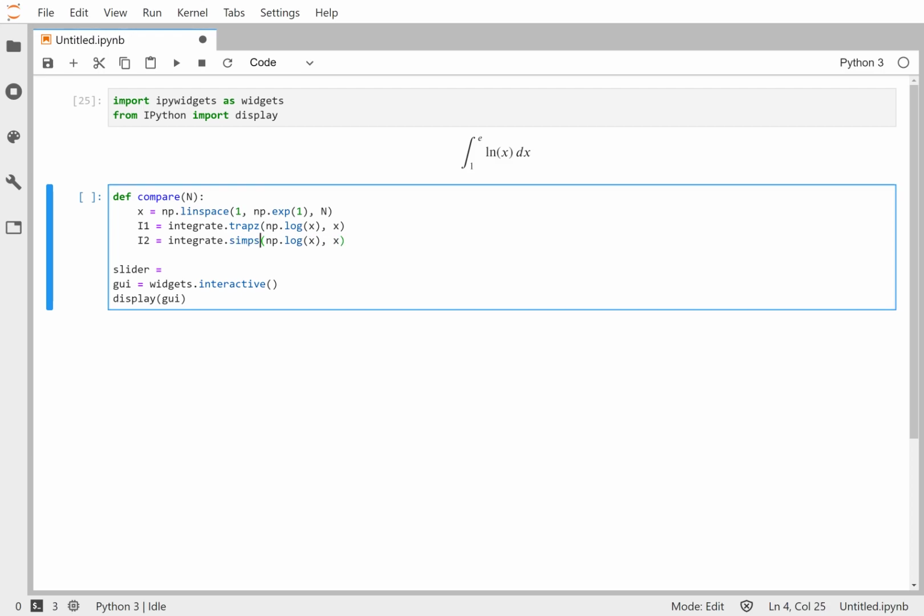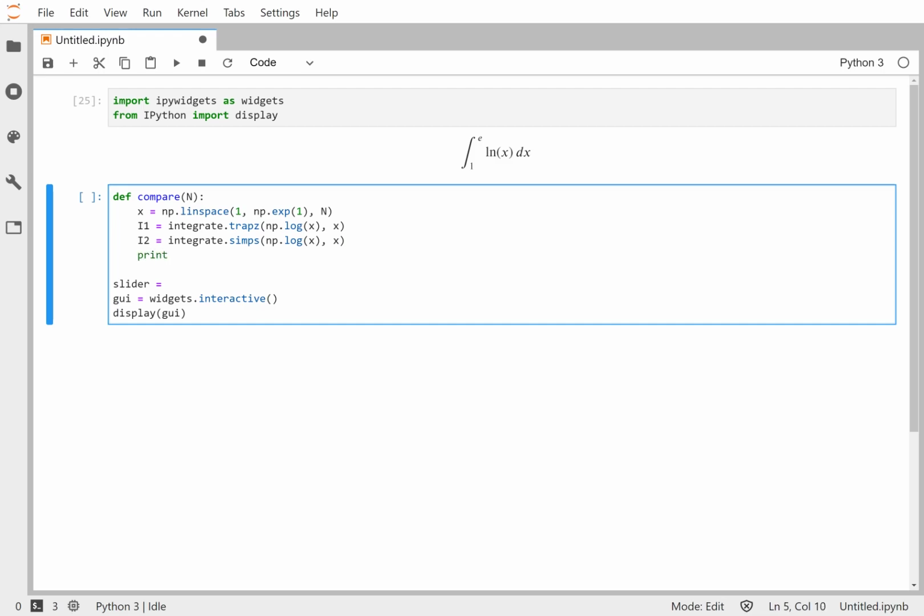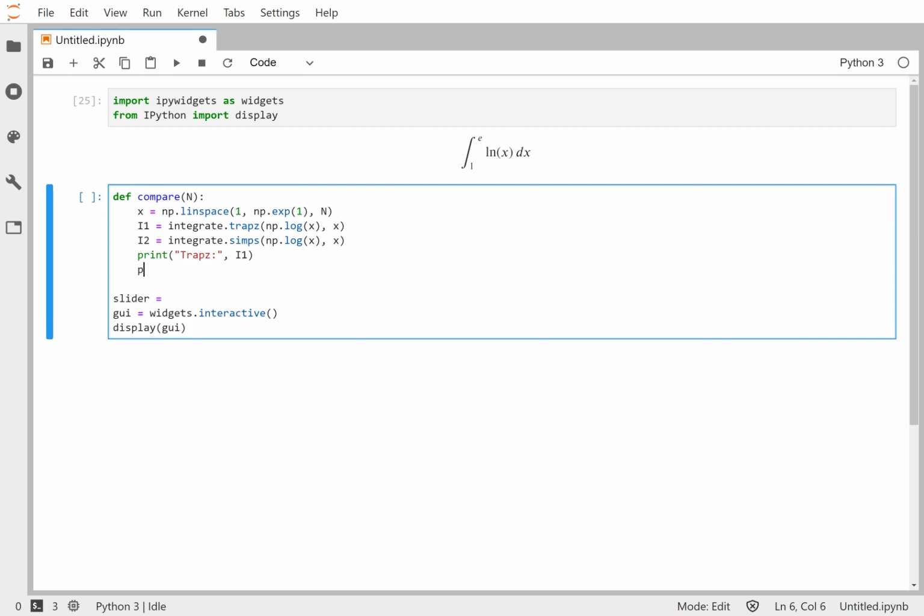Okay, so then each of these integrations will be carried out using n data points, which is what I passed to the function. Now we need to get our results out somehow, so we'll just do a simple print statement in this case. So for the trapezoidal rule, for trapz, just print out I1, and for simps, we'll print out I2. Okay, so that's my function. Now I need to make a slider here for my n values. So we'll do a widgets.slider.